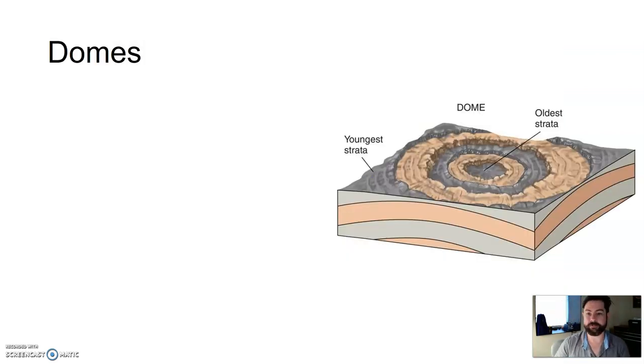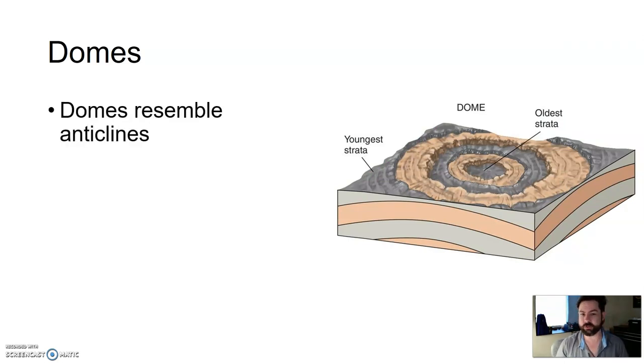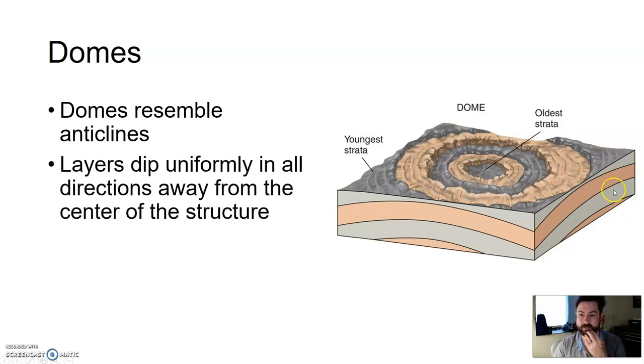A couple more types of folds, but this time in more 3 dimensions. You get domes. So domes from the side, from the ground geology cross-section from the side, kind of resembles an anticline, but it does so in 3 dimensions. On all sides, it looks like this. So the layers dip uniformly away from the center structure, where you have the oldest material in the center, youngest on the outside. More on that in lab.